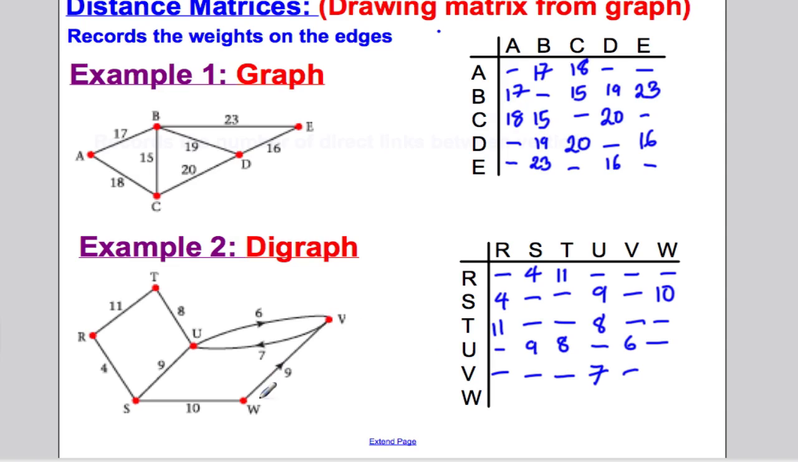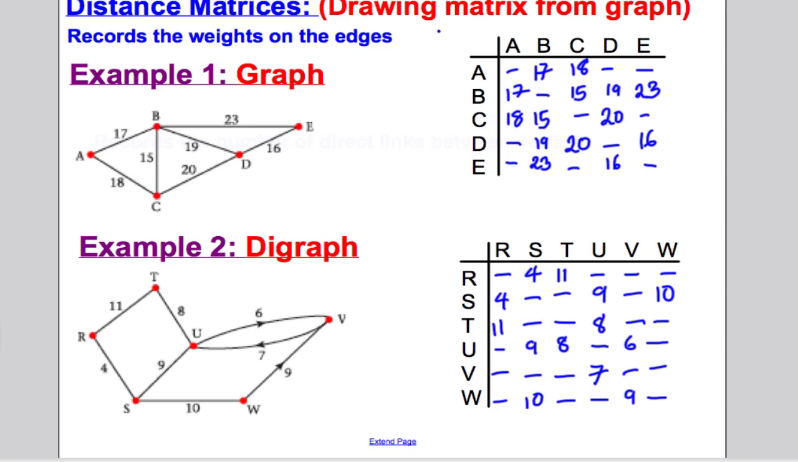Well, V to W is not applicable. You can't go from V to W because you can only go from W to V, so not applicable. Okay, and lastly, W. Well, W to R not applicable. W to S is 10. W to T not applicable. W to U not applicable. W to V, yes, is 9. And W to W not applicable.